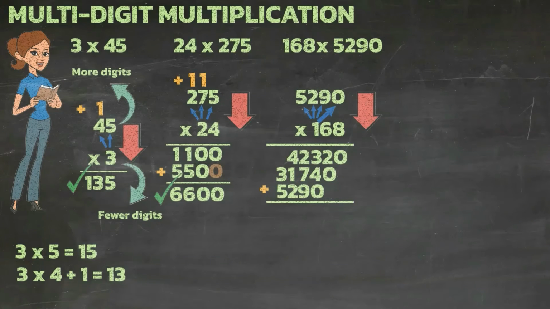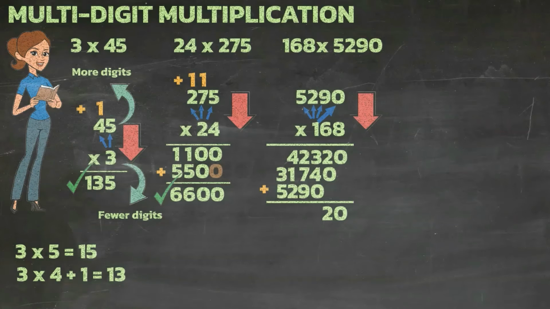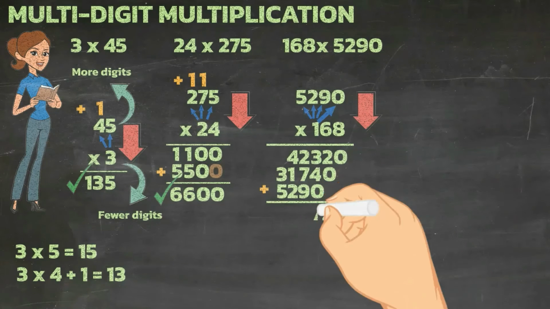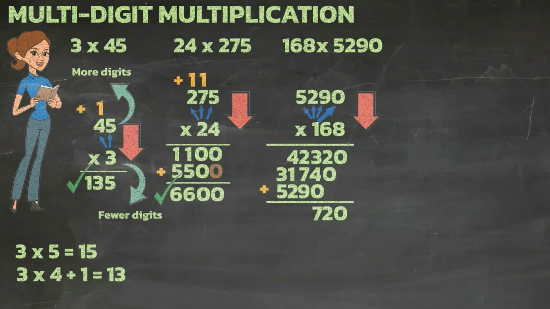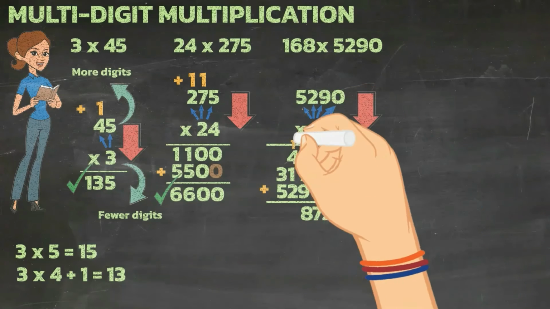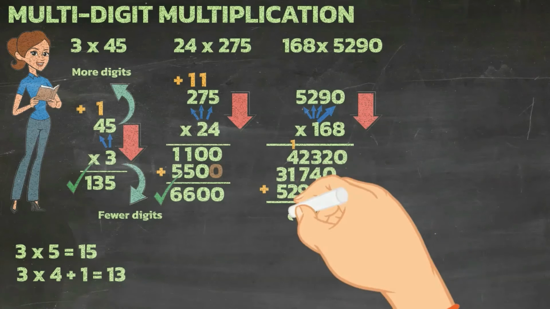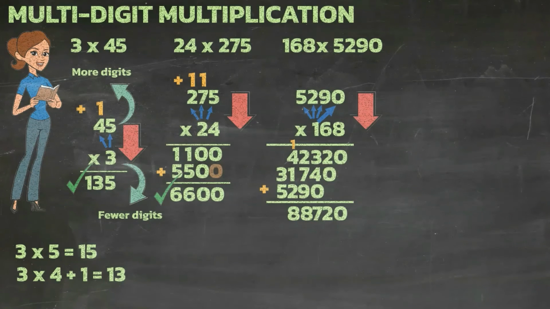0 plus 0 plus 0 equals 0. 2 plus 0 plus 0 equals 2. 3 plus 4 plus 0 equals 7. 2 plus 7 plus 9 equals 18. Bring down 8. Bring up 1. 1 plus 4 plus 1 plus 2 equals 8. 3 plus 5 equals 8.